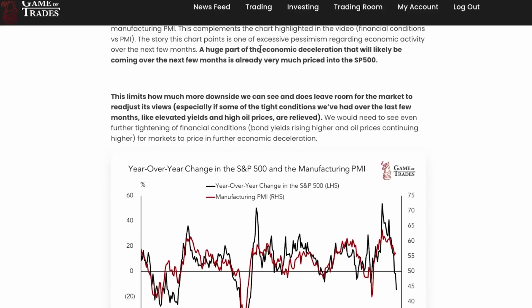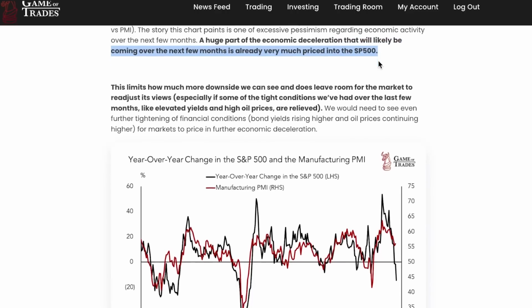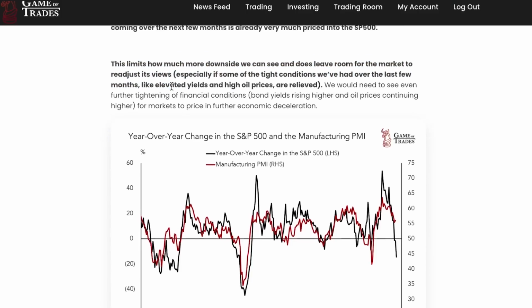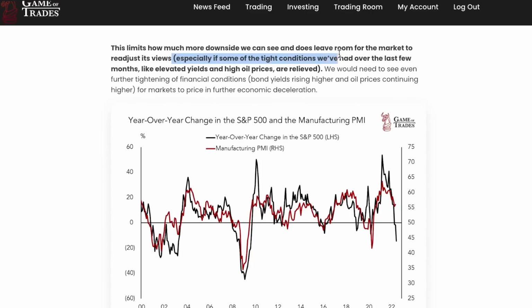So it was priced in, and we wrote it here. A huge part of the economic deceleration that will likely be coming over the next few months is already very much priced into the S&P 500. And so that limits how much more downside we can see and does leave room for the market to readjust its views, right? And that's especially if some of the tight conditions that we've had over the last few months, like elevated yields and high oil prices, are relieved.